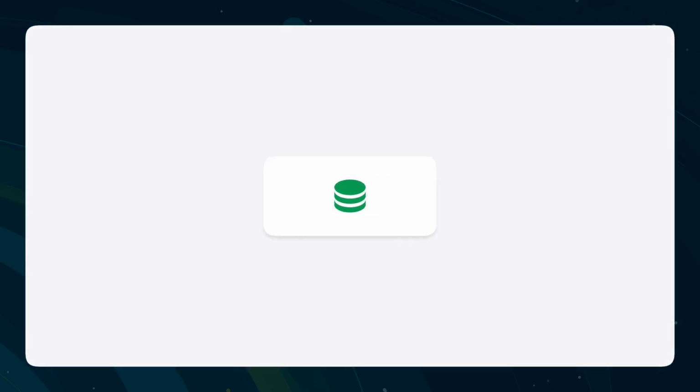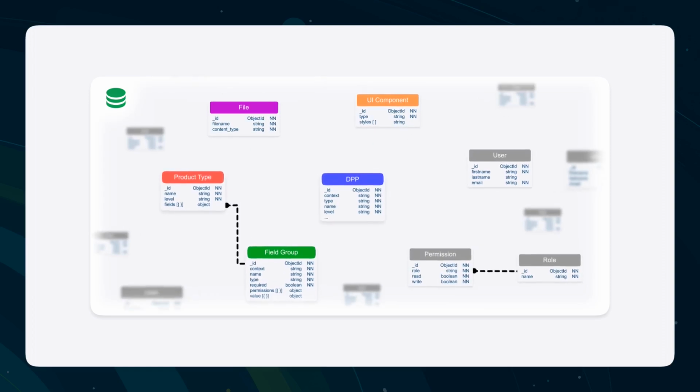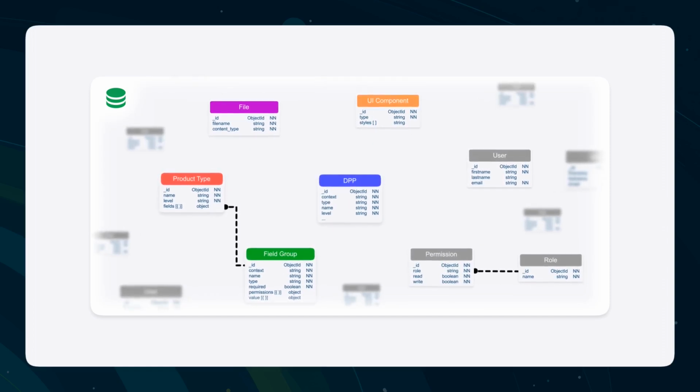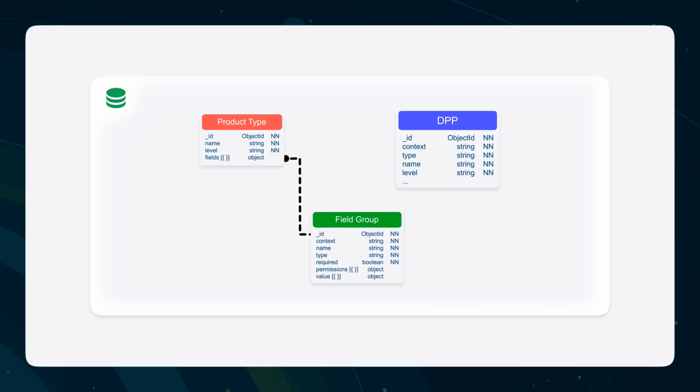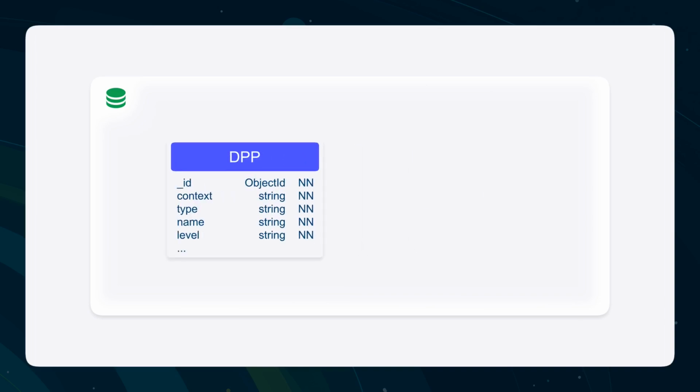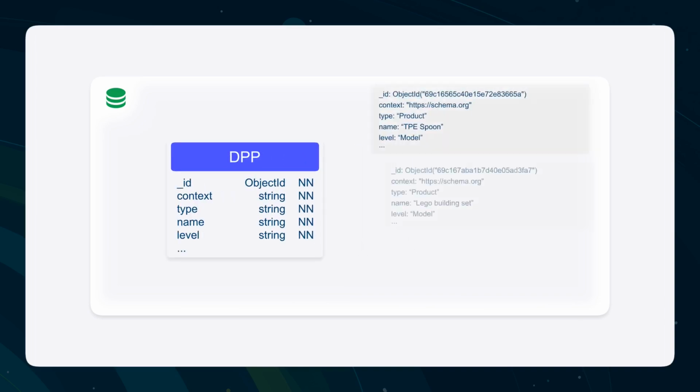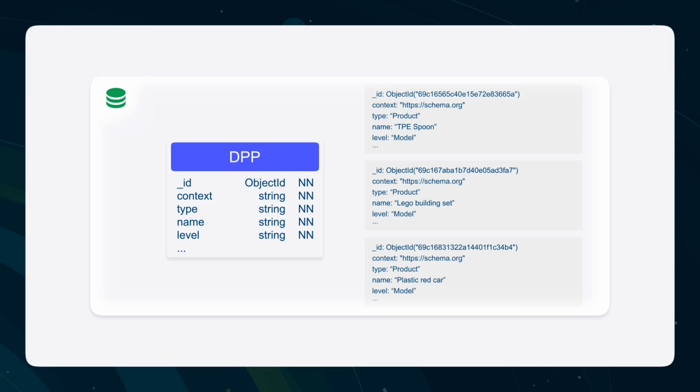For our database, we use MongoDB, a NoSQL database that provides greater flexibility for storing data. The database contains several collections, with the most important for managing DPPs being product type, field group, and DPP. MongoDB stores data records as documents within collections, using a JSON-like format, which facilitates the storage of JSON LD data.